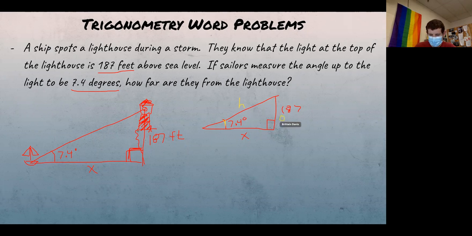So there's the opposite, there's the adjacent. I know the opposite, and I'm solving for the adjacent. Which trig ratio do I want to use? Tangent. I don't care about the hypotenuse at all. Tangent, let me write it right here.